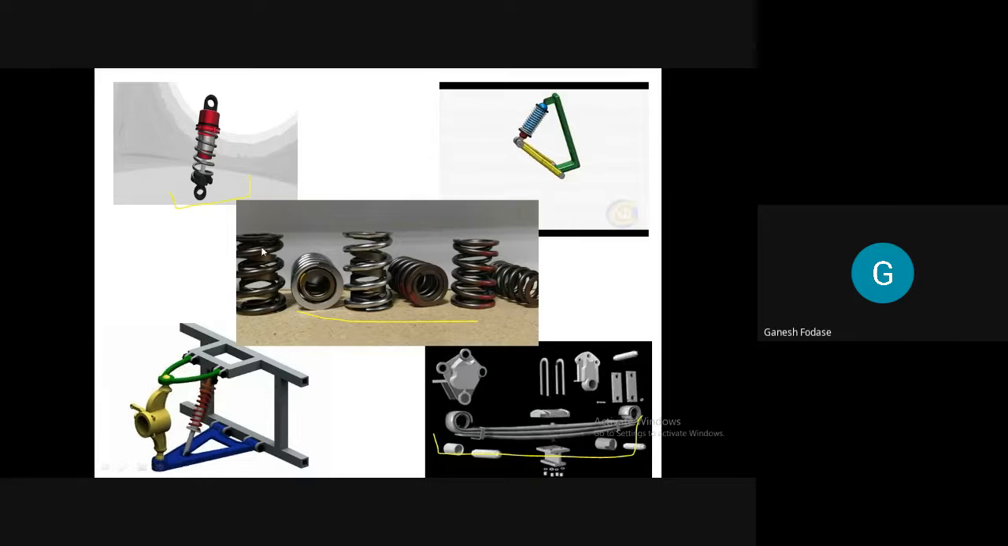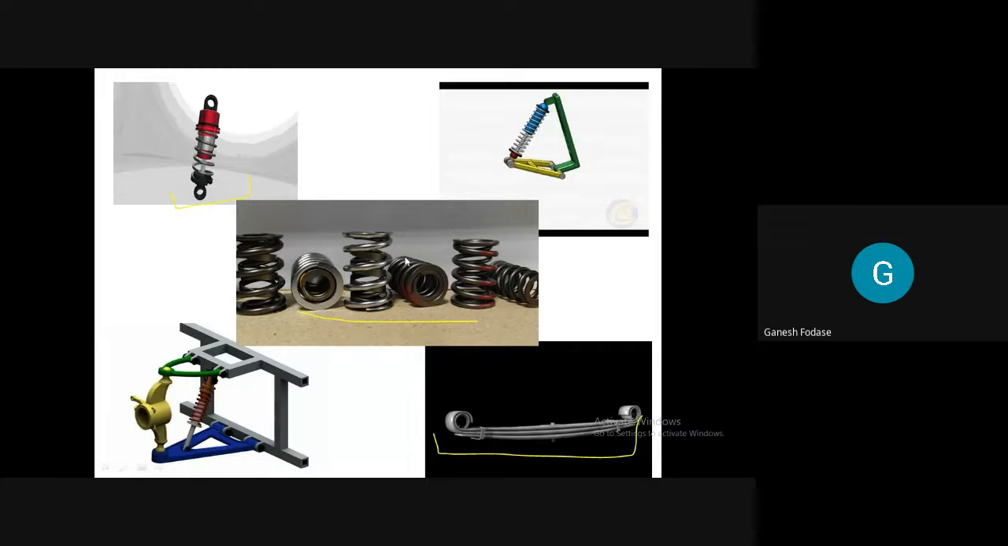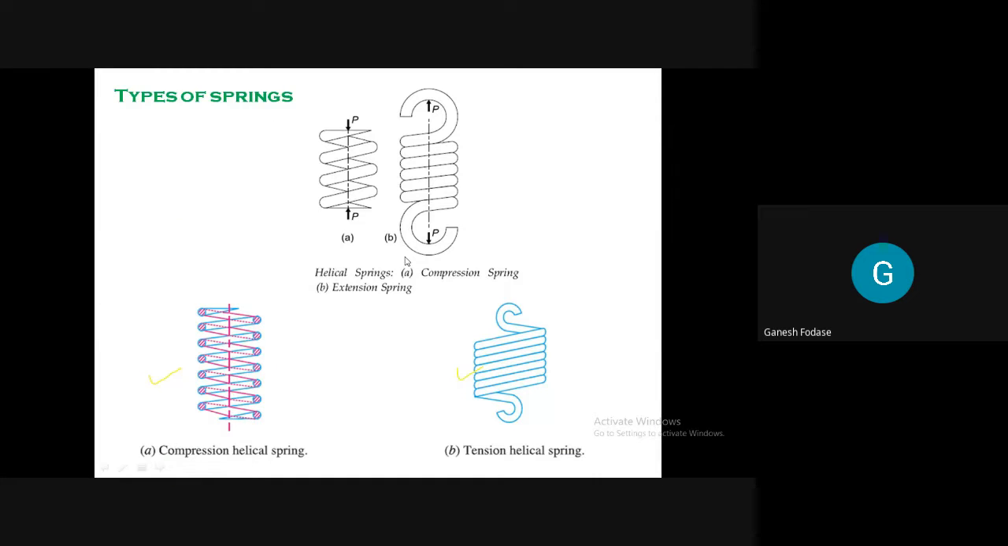There are some concentric springs shown here. Okay, this is leaf spring, and these are the helical springs. This one and this one. Now, when you talk about types of springs, helical springs are the most widely used springs, and these helical springs are classified in two types. One is helical compression spring, this A, and the second one is helical tension, or you can say extension spring. So compression spring is the first one, and the second one is extension spring.